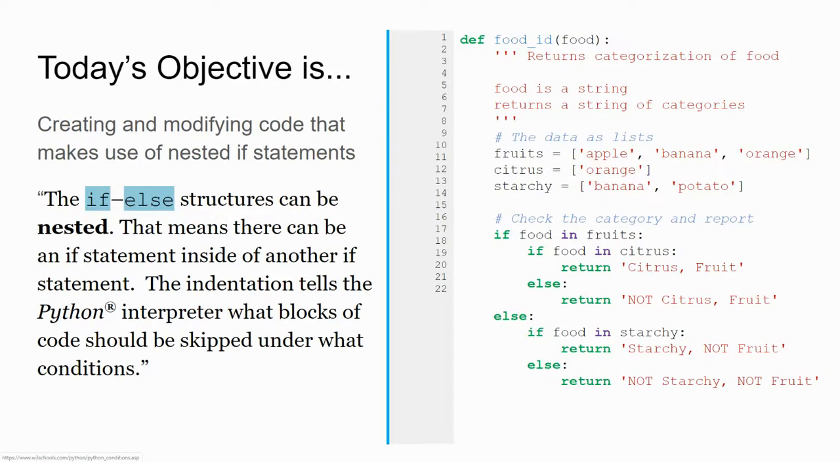So we want to take a look at specialized if and else structures called nested ifs. When you have an if or an else or an elif inside of another if statement, we call that nested. And this indentation here is key. It still follows the same structure, so this if and else and this if and else are equally indented. And these lines of code are only run if this line of code is true.